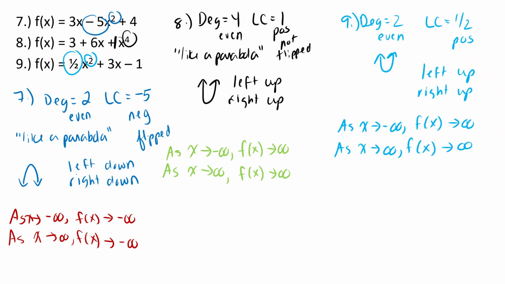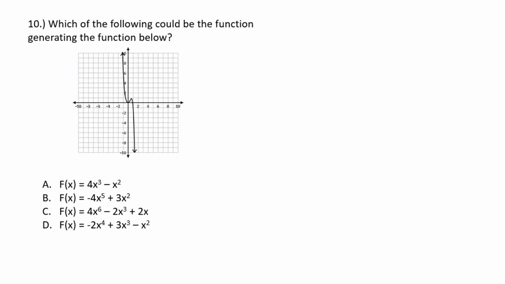With the end behavior. And now 10, I think, is where this can get useful. All right. So 10 is a multiple choice question. It says, which of the following could be the function generating the function below? Not the great phrasing, the function generating the function graph below.